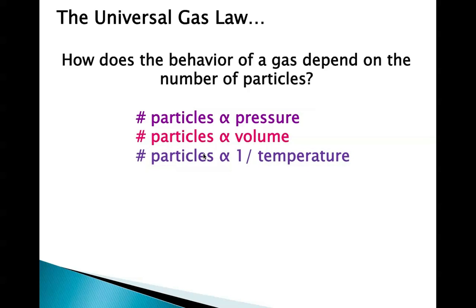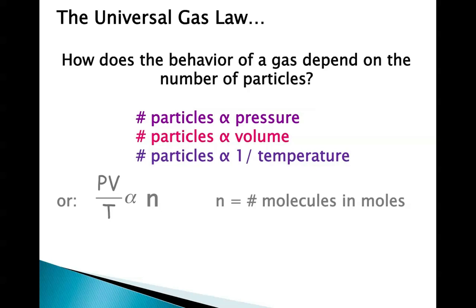The only difference here is that the number of particles has an indirect relationship with temperature. If the number of particles goes up, in order to keep pressure and volume constant, the temperature actually has to decrease. So keeping this in mind, we have that PV over T and how it relates to our number of molecules. And this PV over T should look familiar from our gas calculations that we did in a previous concept.